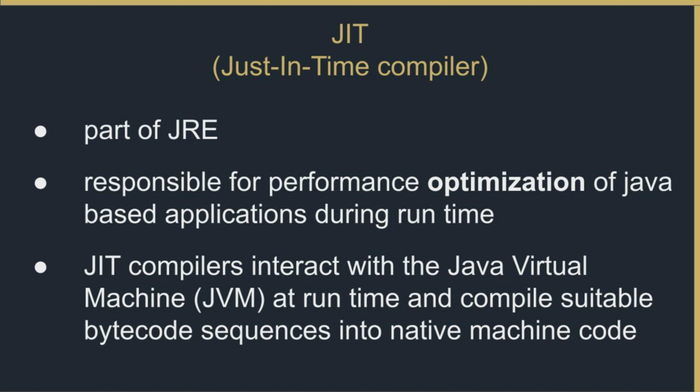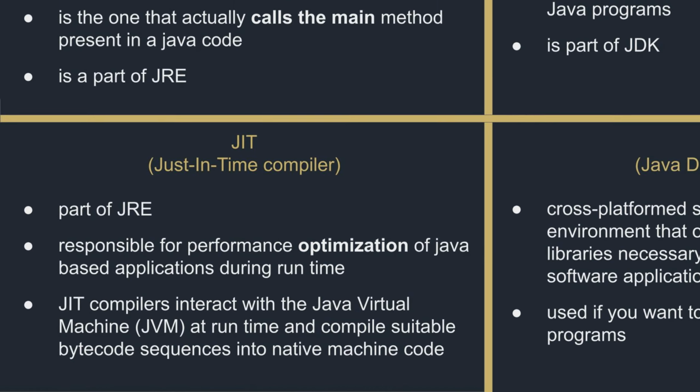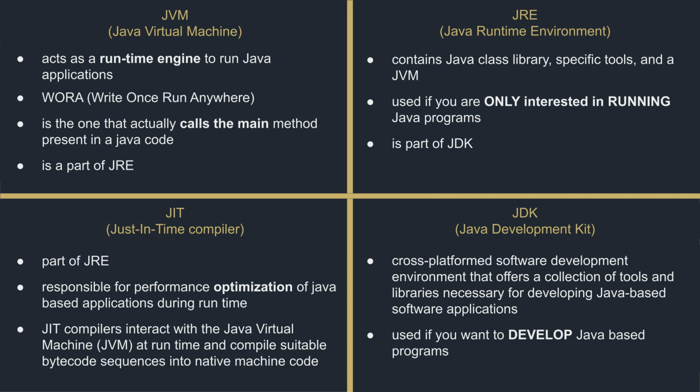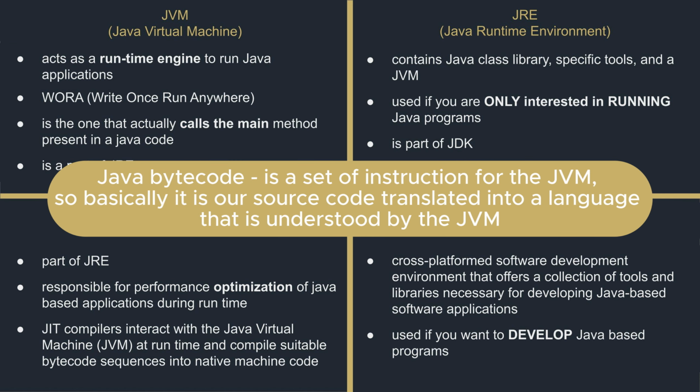You probably noticed me pronouncing the term bytecode, so let's clarify this. Java bytecode is a set of instructions for the JVM, so basically it is our source code translated into a language that is understood by the JVM.